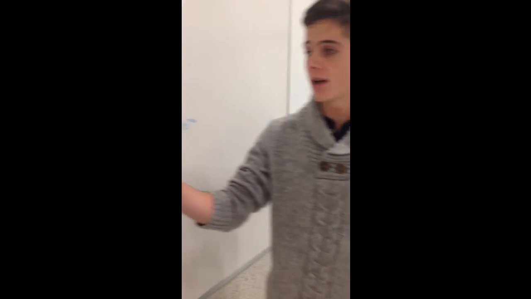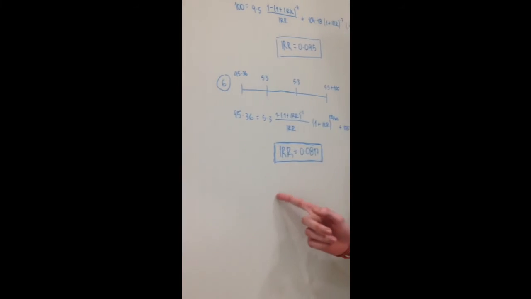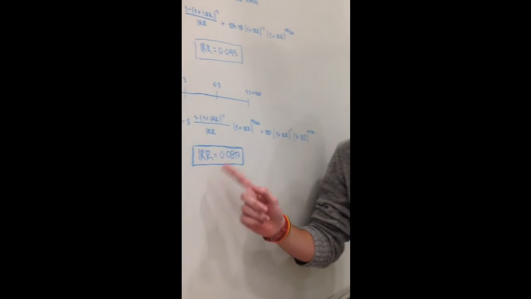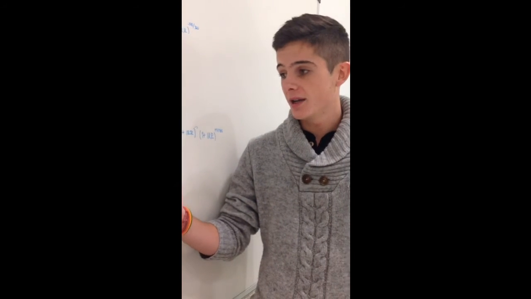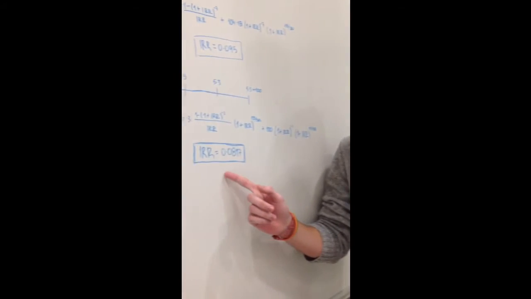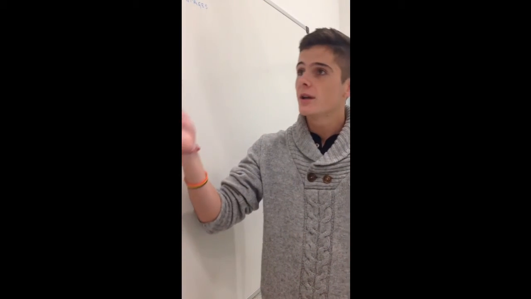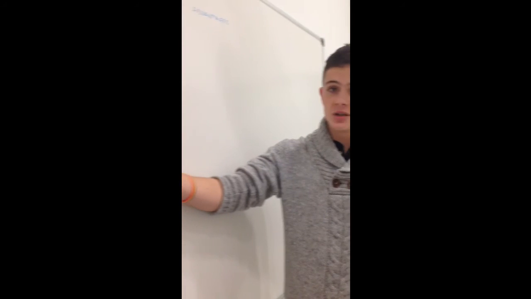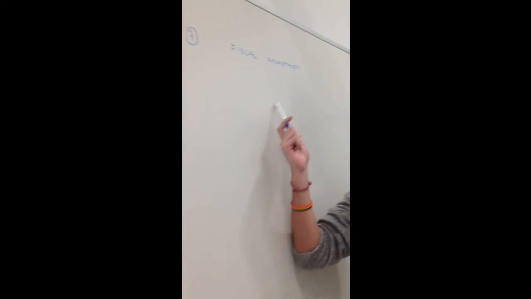In this part, we have to calculate the internal rate of return that we previously calculated in exercise number 3, and the internal rate of return is 0.0817. But after solving the whole problem, the conclusion is that the Johnson Investment Fund has fiscal advantages.